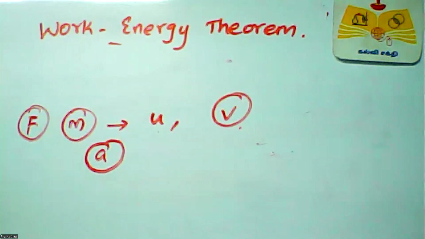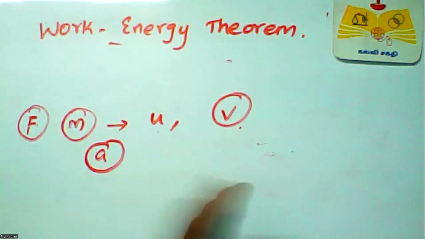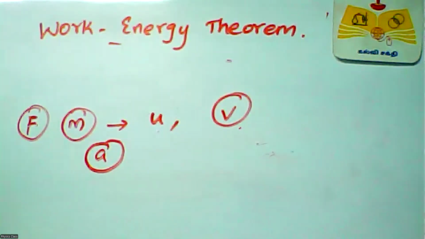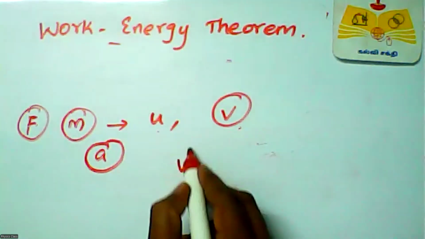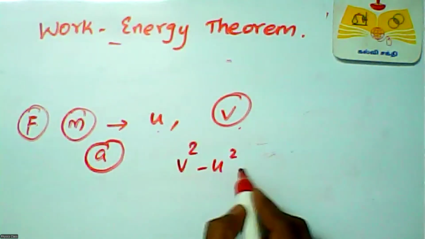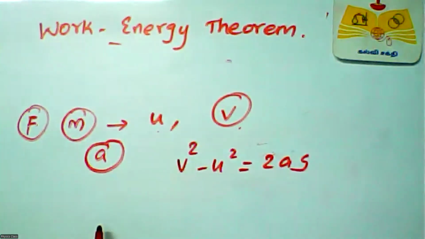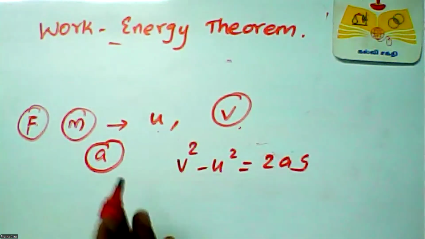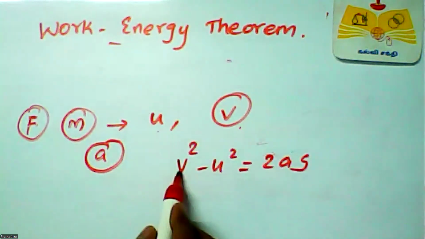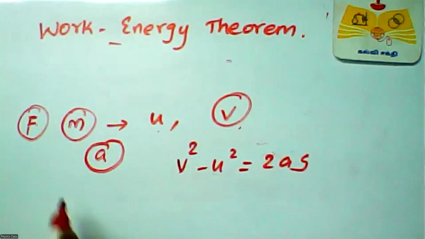Okay. So in that case, F, m, u, v, a, already I told you. We can recall the equation of motion. Here v square minus u square is equal to 2as. Multiplying by m by 2 on both sides, this side, this side, m by 2.